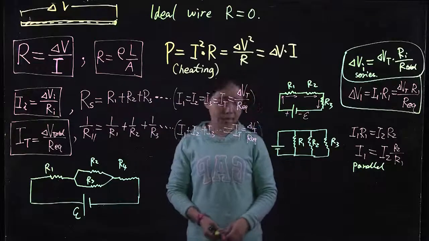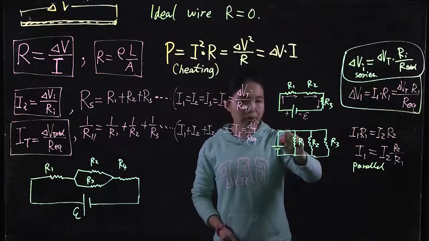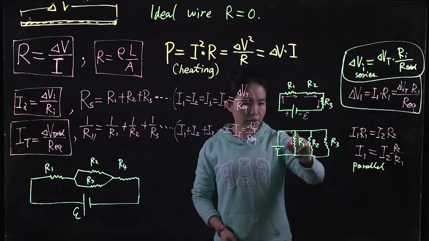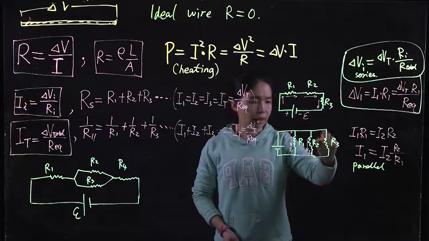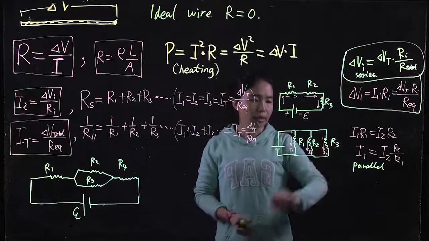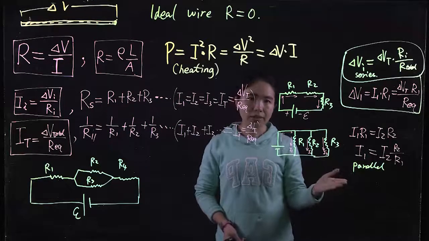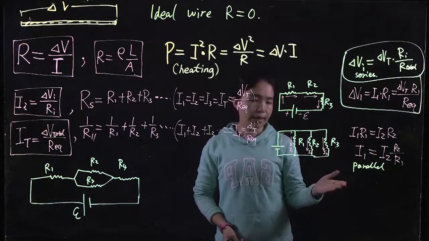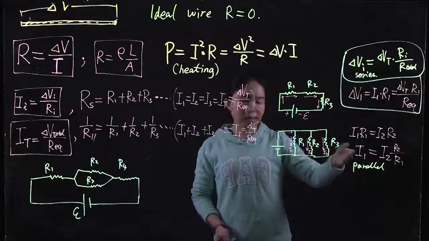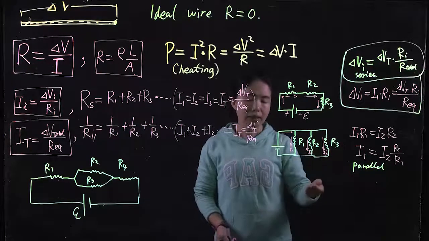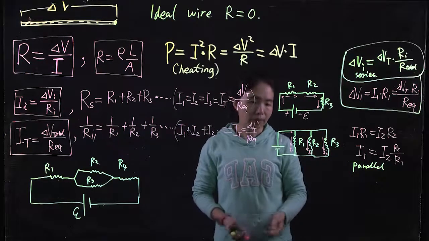In that case, we see the current going through I1, the current I2, and the current I3. They are not necessarily equal to each other. It's like some of you go to a movie, some of you go to a physics class, some of you go to a chemistry class. They are independent from each other.